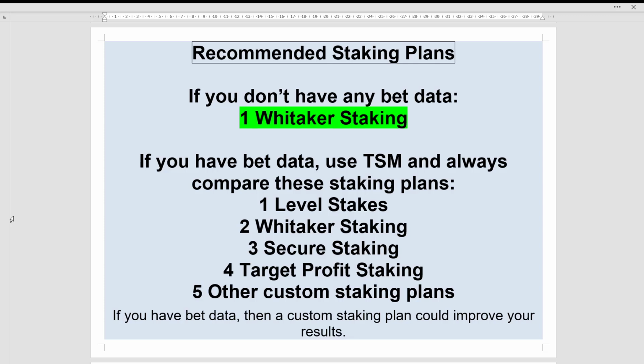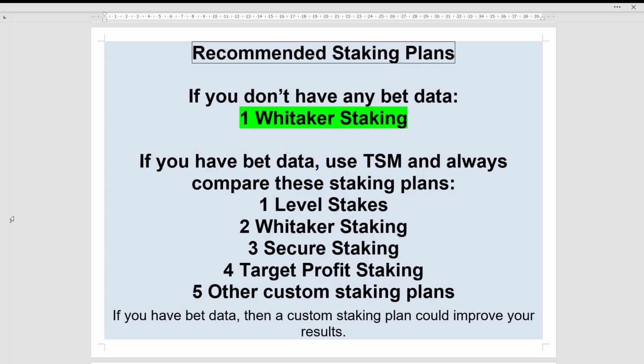Whitaker Staking bets more on lower odds and less on higher odds, so it's smart level stakes. Because even with level stakes, if your betting system has lots of low odds, then it's very inefficient with your bank because you could be betting more. But if your betting system has lots of high odds, you should be betting less, because level stakes probably won't cope with a 100-point bank. It might need a 200-point bank. But Whitaker Staking does all that for you.